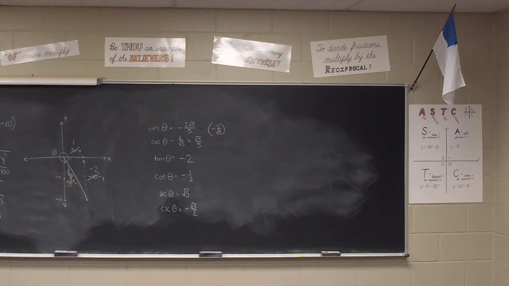Number 14, the cosine. Where's that positive? 1 and 3. No, ASTC. 1 and 4, right? Cosine's positive in 1 and 4. What about tangent? 1 and 3. What about cotangent?